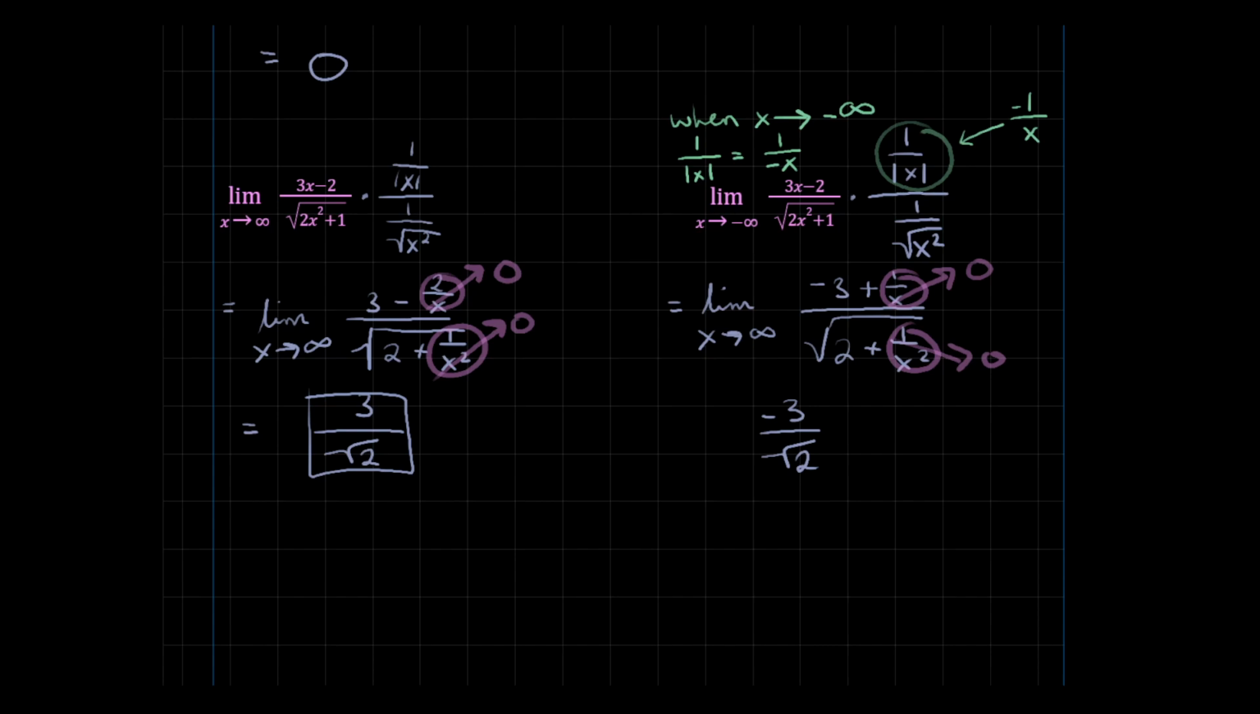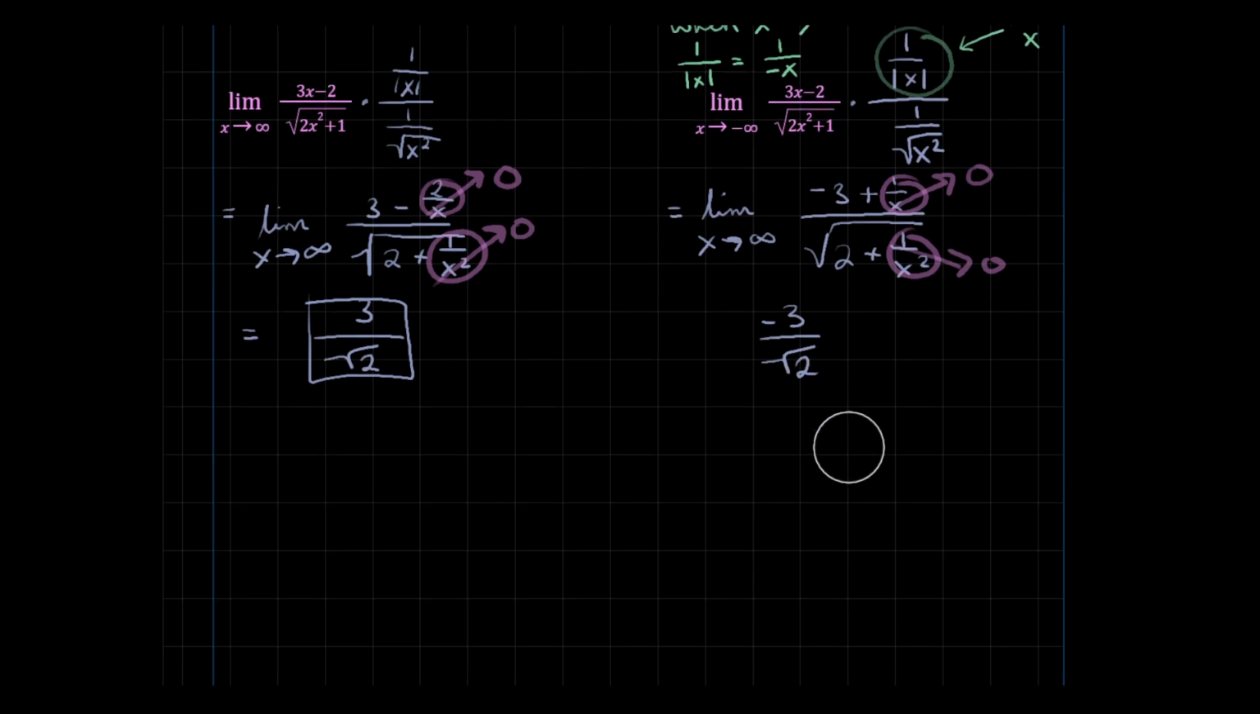Okay, the trickiest part of end behavior is your positive or negative signs. Figuring out what a large negative or large positive x is going to do to all of the different pieces of your function.